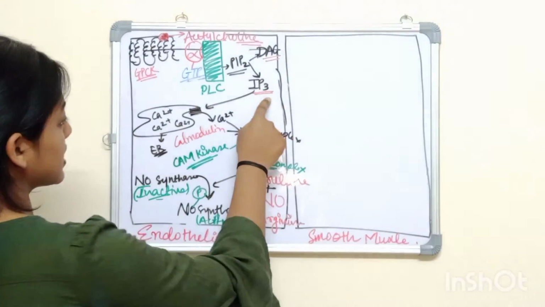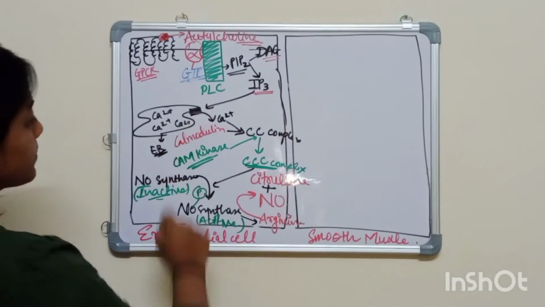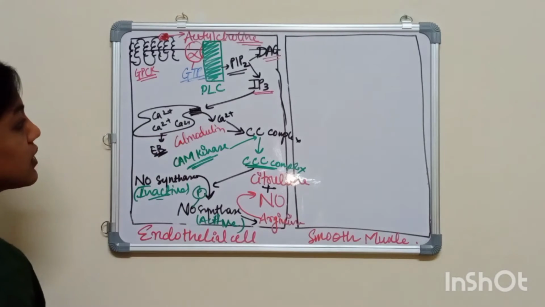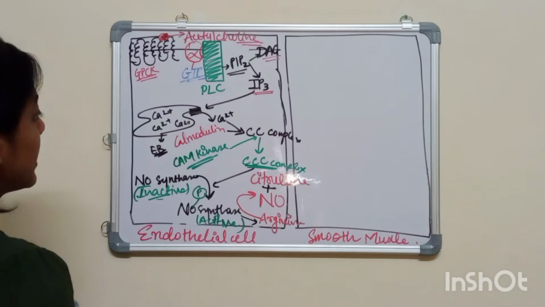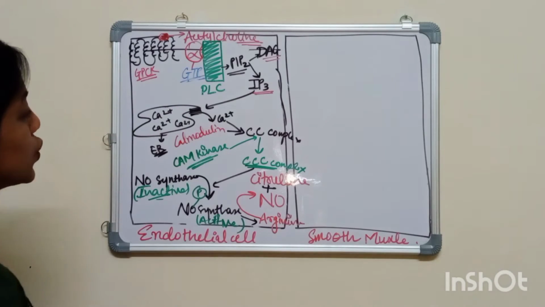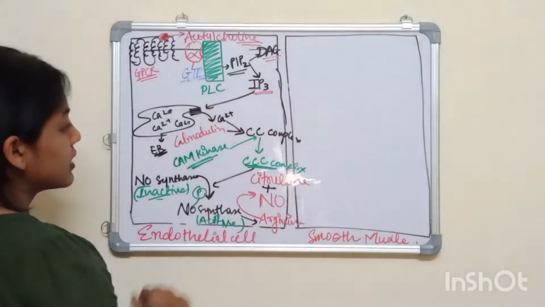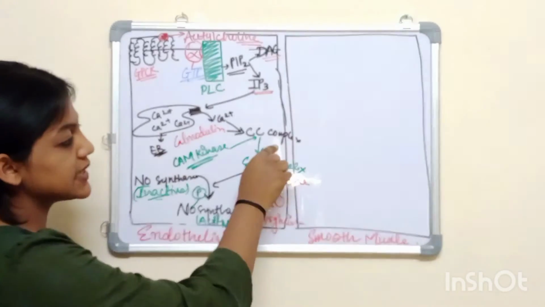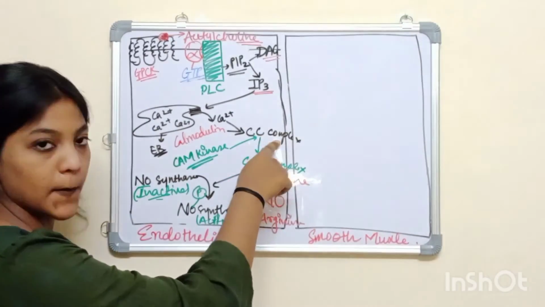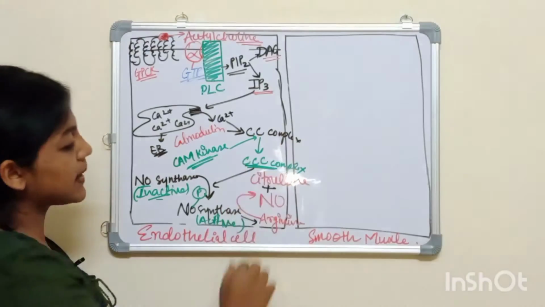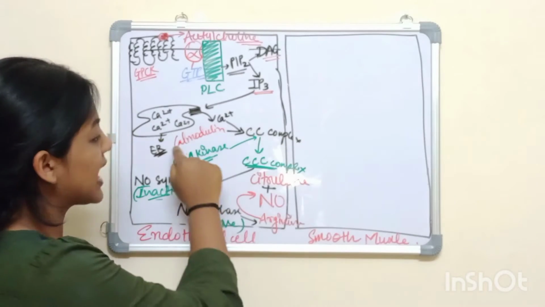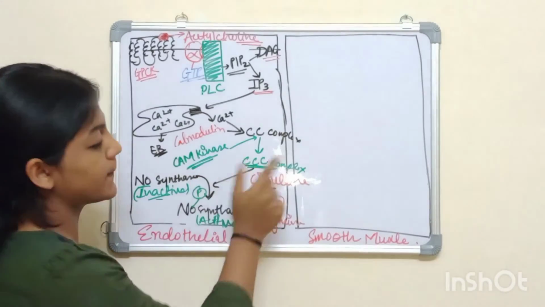This IP3 comes and binds to the channel on the ER membrane. That causes the opening of the channel and the release of calcium 2 plus ions into the cytosol. Now calmodulin combines with Ca2 plus to form the CC complex, calcium calmodulin complex. Now this CC complex combines with CAM kinase to form the triple C complex, that is calcium calmodulin CAM kinase complex.